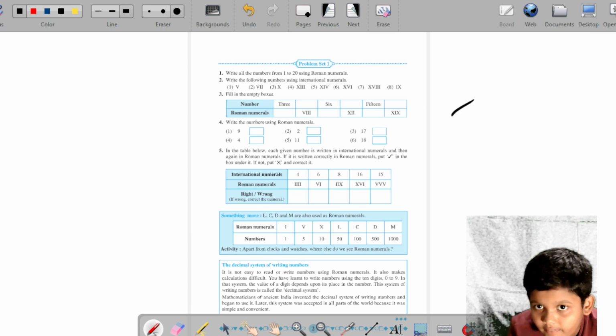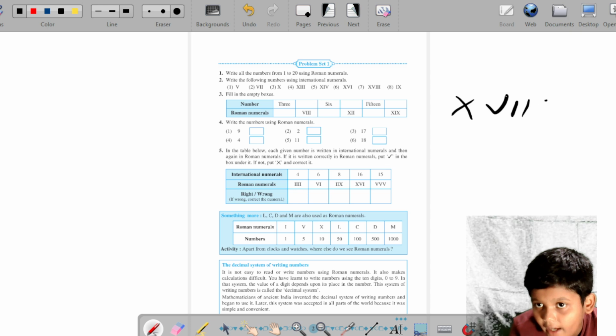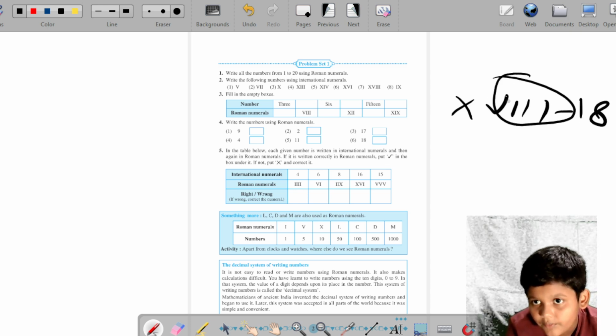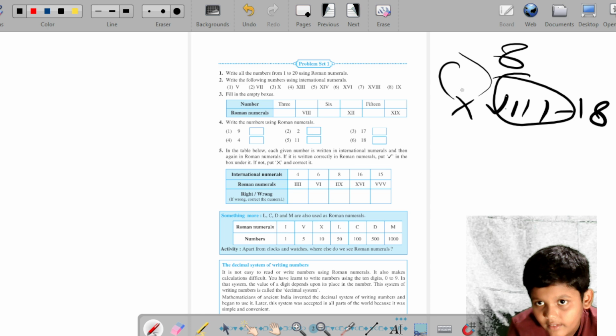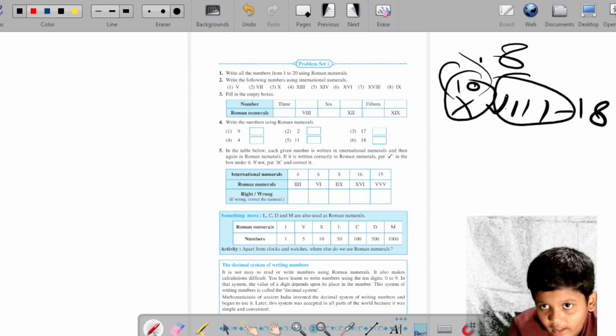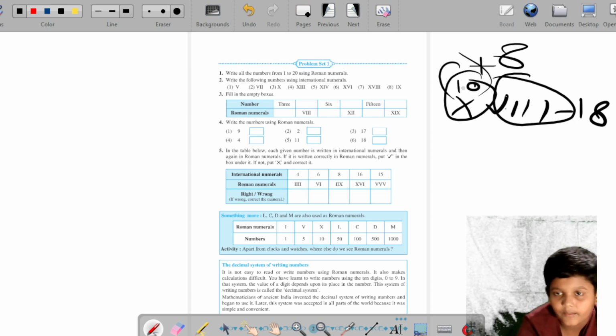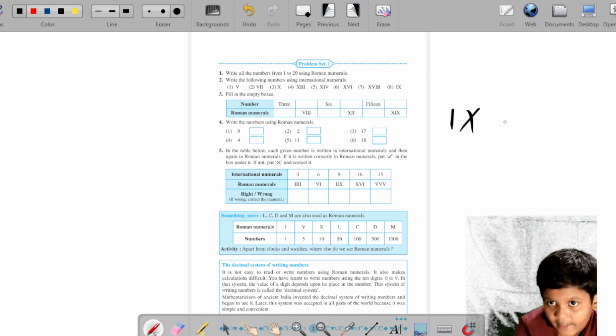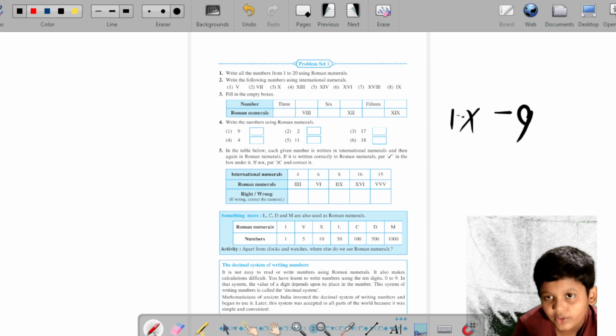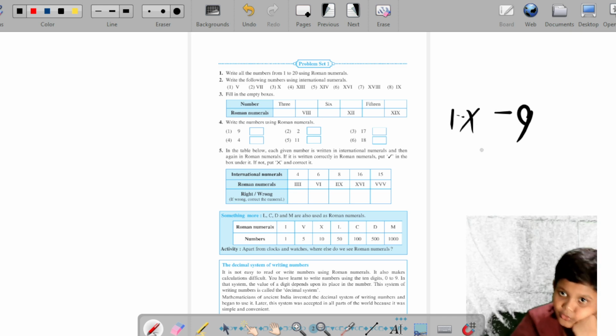And here is XVIII, which is equal to 18. See, X, V, III, 8. And this is 10 added to 8. IX is equal to 9. X minus 1. I have taught you this in the first video.